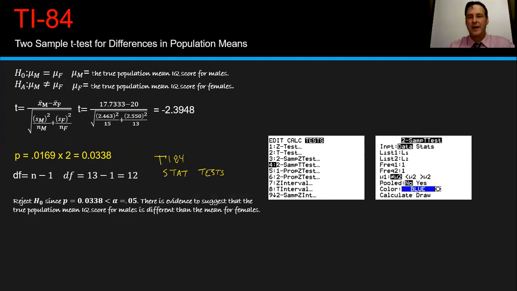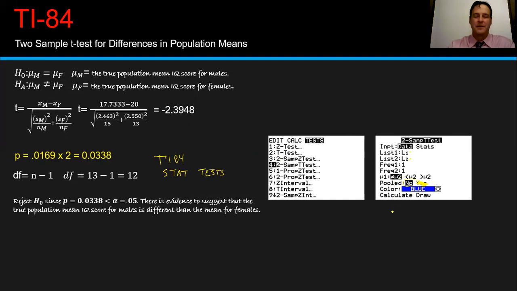And luckily for us, all of our work is in L1 and L2, so there's nothing to really input. If you have different lists there, then of course, identify those. And then further, there's a couple items that we haven't seen before. First one is this pooled. Leave that as a no. Never have yes. We won't use that. And second, this is the first time we've probably had this in a while. We have a not equal to sign, so make sure you identify your not equal to sign in your Ha, your alternative.